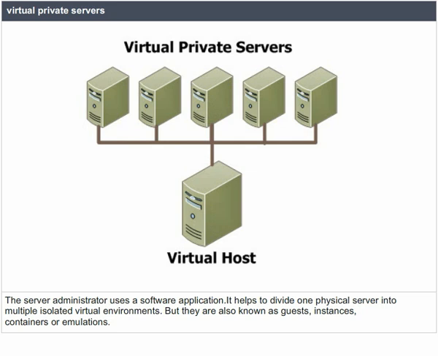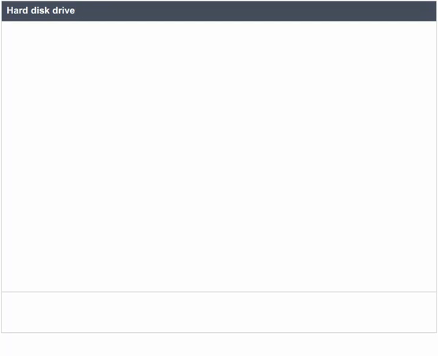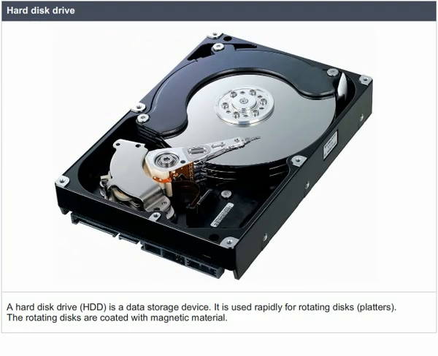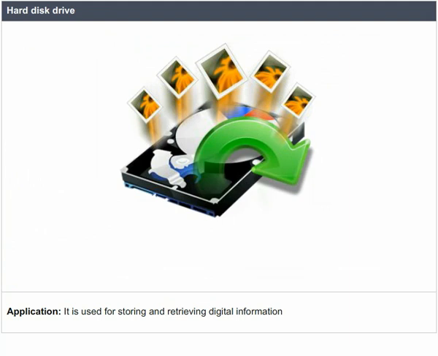Hard disk drive. A hard disk drive, HDD, is a data storage device. It uses rapidly rotating disks, platters. The rotating disks are coated with magnetic material. Application: it is used for storing and retrieving digital information.